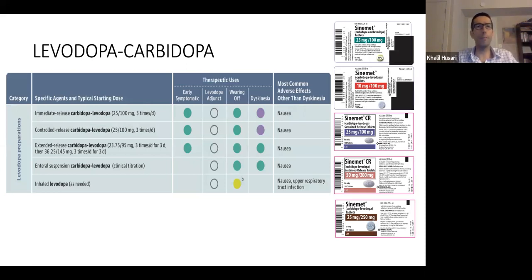It has to be given on an empty stomach with a full glass of water to increase the absorption of Sinemet, okay? And then after that, it should be an hour away from food. So an hour before and after, because it will decrease the absorption. So we give it at 8, for example, maybe noon or 1, and maybe at 5.